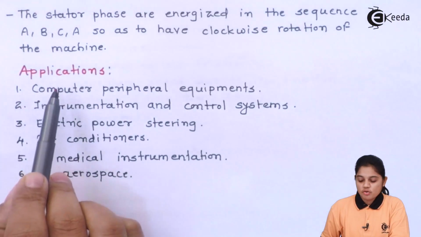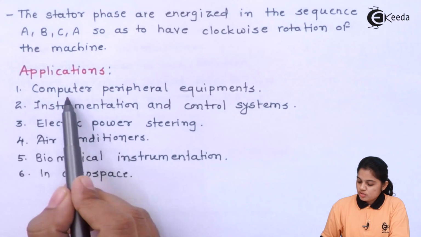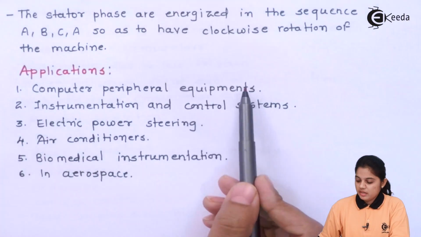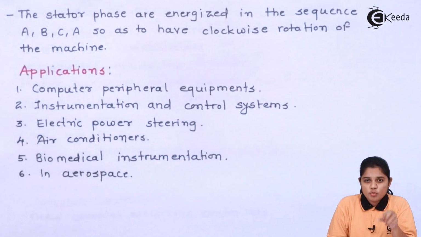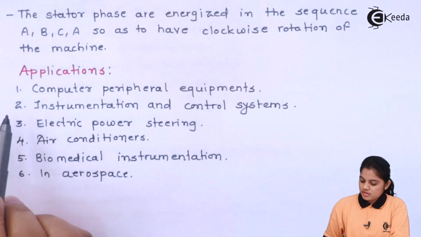What are the applications of a BLDC? First, it is used in computer peripheral equipment. In different computer peripheral equipment, we need to place some small motors for some reason. So it can be used in computers.